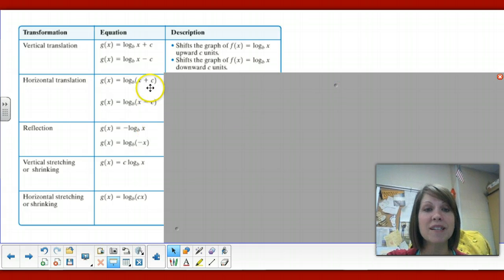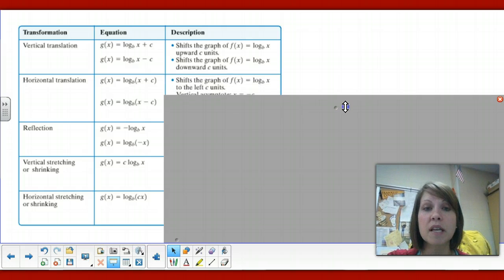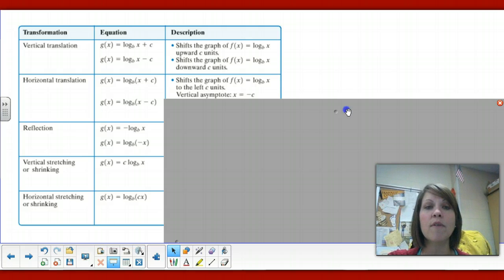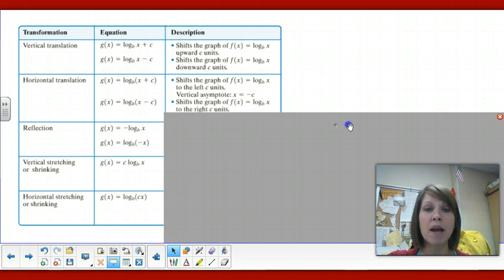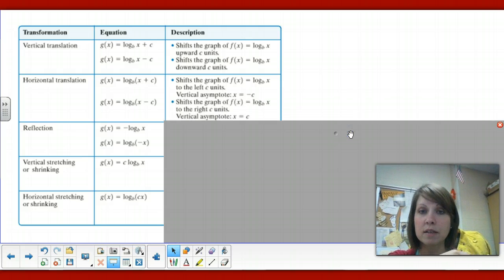If you add or subtract inside the logarithmic function, you have a horizontal translation. It's still the opposite of what you expect it to be. Okay, so if it says plus c, we've shifted left. And if it says minus c, we've shifted right. Okay, notice the vertical asymptote mentioned within those boxes.